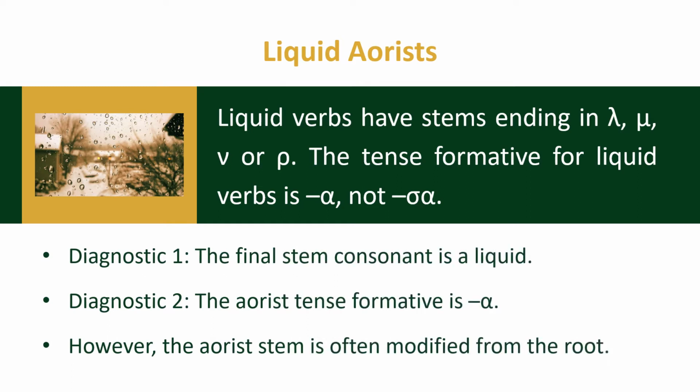There are two diagnostics you can use for liquid aorists. Firstly, the stem ending is a liquid. Remember, lambda, mu, nu, or rho. And secondly, the tense formative is alpha, not sigma alpha, just alpha. However, the aorist stem is often modified from the root. This can serve as a third diagnostic. So three diagnostics: stem ending in a liquid, tense formative is only alpha, and often there's some modification to the stem.